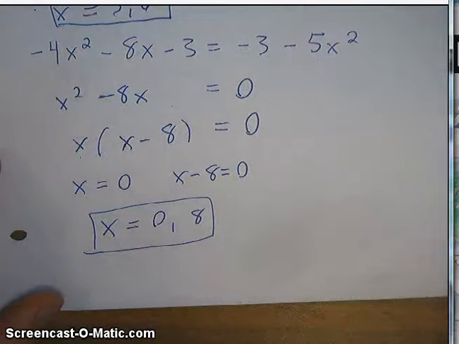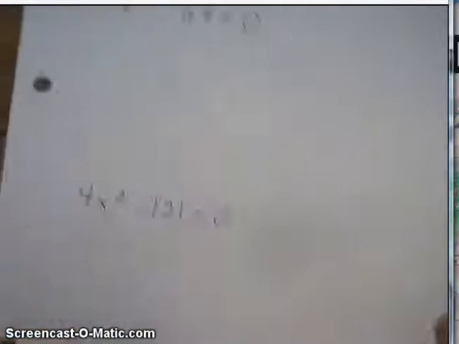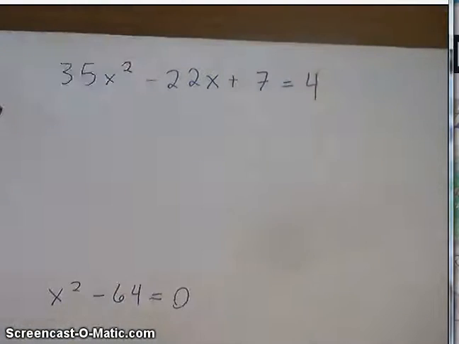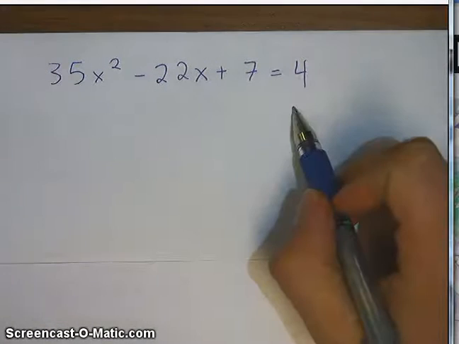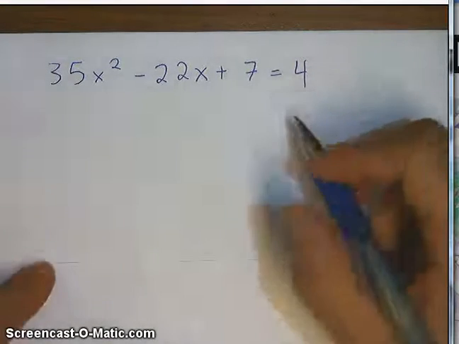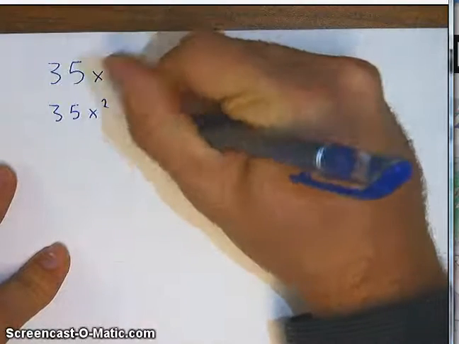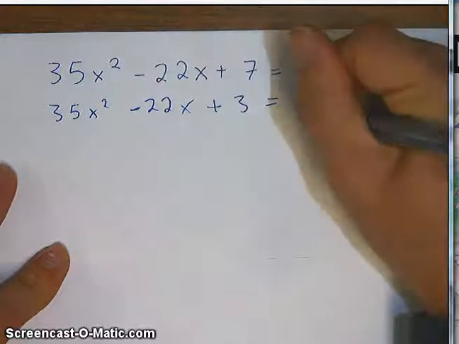All right, so let's talk about some other ones. This one looks like it could be challenging. Right here. 35x squared minus 22x plus 7 equals 4. Well, we need a 0 over here, so I'm going to just subtract the 4 over. 35x squared minus 22x plus 3 equals 0.